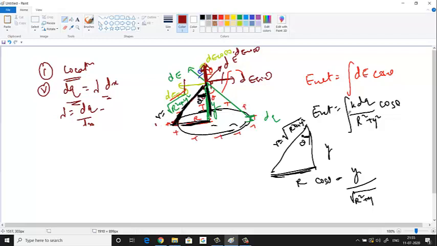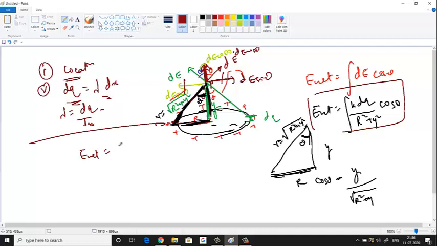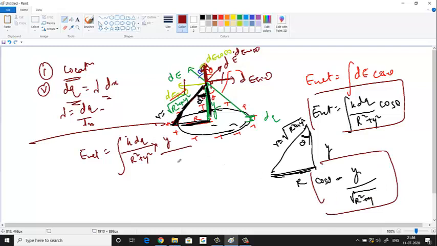So this value I'm writing here. E net is equal to k dq by r square plus y square. What is the value of cos theta? Y divided by under root of r square plus y square.